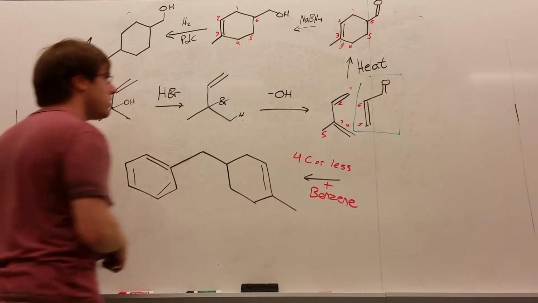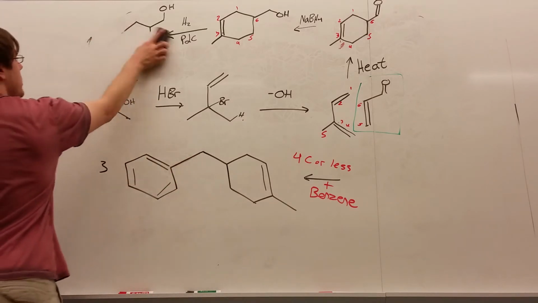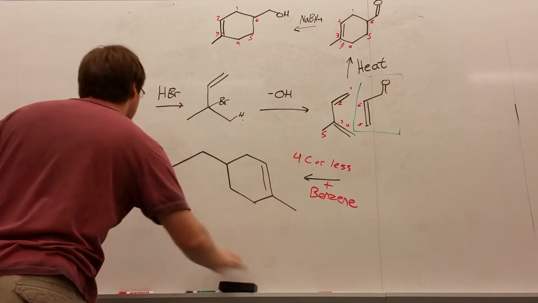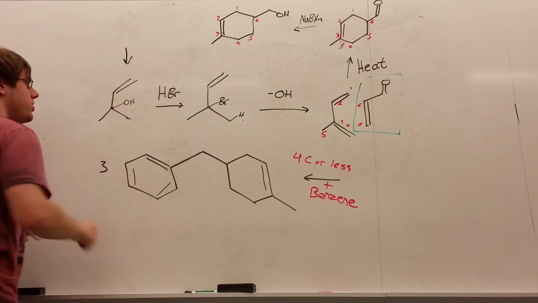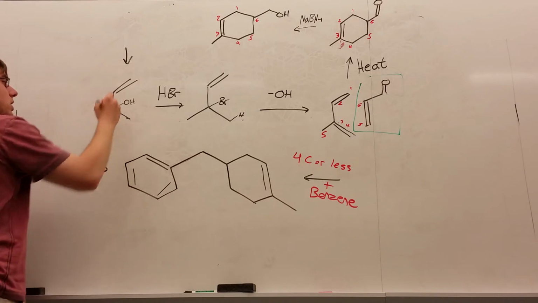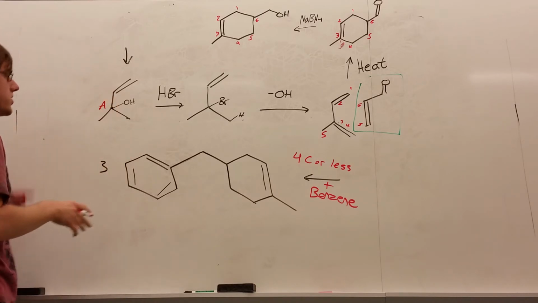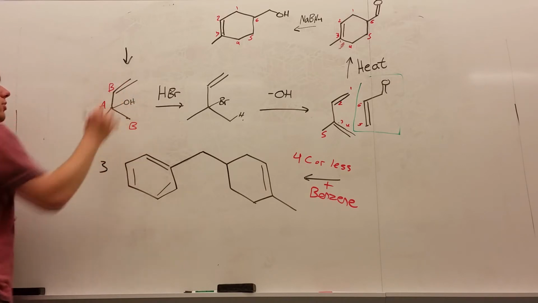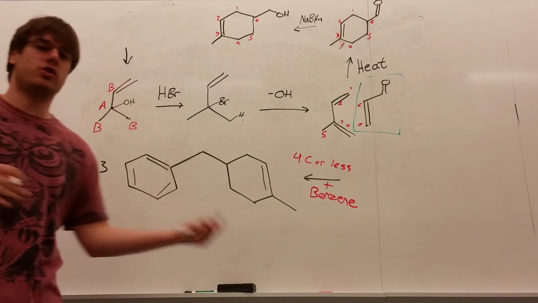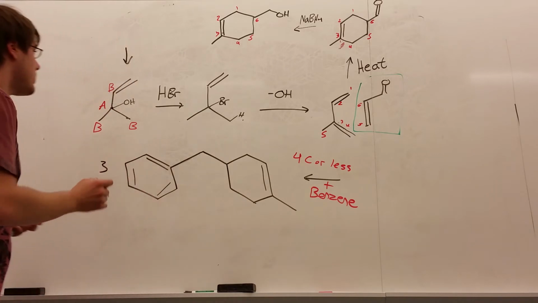Okay, and now it's just a matter of cutting. So all I have to do from here is, let's say I label the carbon with the OH A, and I can cut any carbon that is a single bond away. So here's a B, here's a B, here's a B. I have 3 options of where I could cut, and it doesn't really matter because all I want to do is get rid of one carbon anyway. So I'm going to cut here.